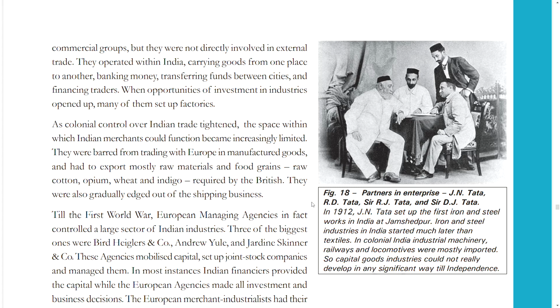Iron and steel industries in India started much later than textiles. In colonial India, industrial machinery, railways, and locomotives were mostly imported, so capital goods industries could not really develop in any significant way till independence.